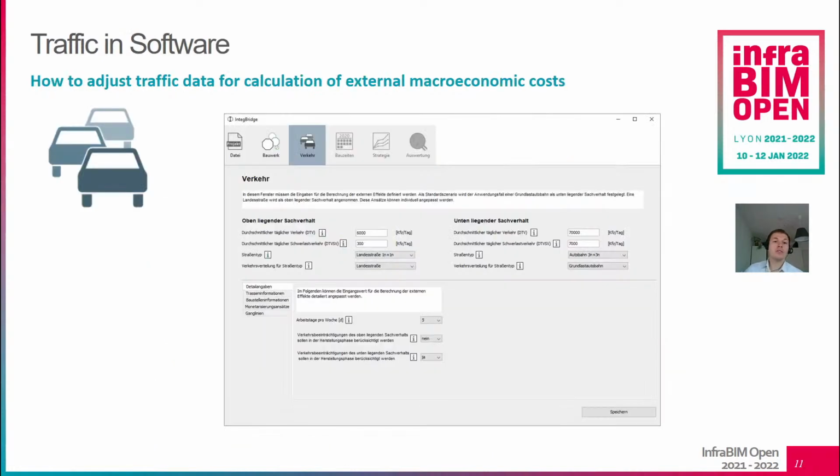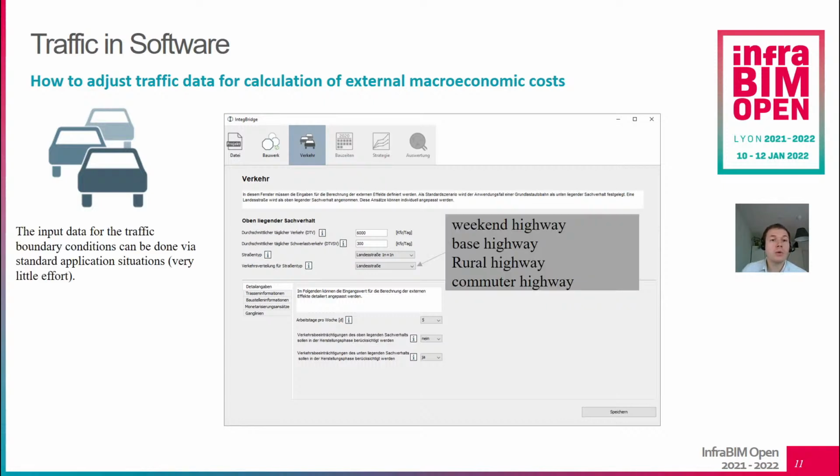To input the traffic data into the calculation algorithm, there are different possibilities. One possibility is to just choose a standard scenario where all the other parameters are already defined, or you can go more into detail and define each parameter for itself. For example, you can adjust the speed limit, the gradient, and the distribution over day and week. This would be done in a more specific planning phase, and the standard scenarios can be used to do a fast modeling in early planning phases.